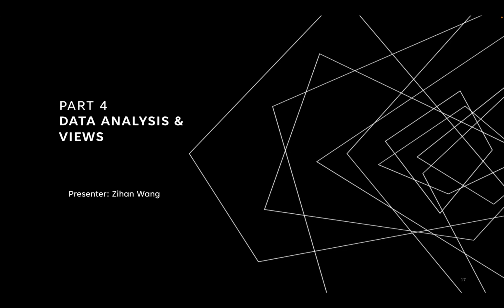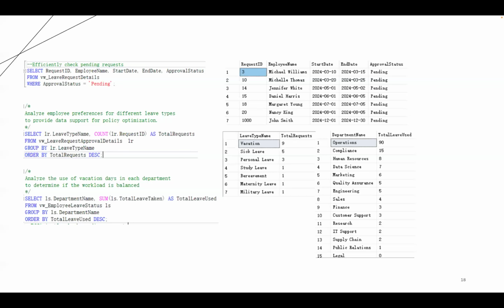Hi everyone. My name is Zihan, and I'm responsible for the data analysis and views for our project. Let me begin with these 3 key reporting views. The first one is called the leave request detail view. This view tracks the leave requests with details. It consolidates data from the leave request, employee, and leave type tables.